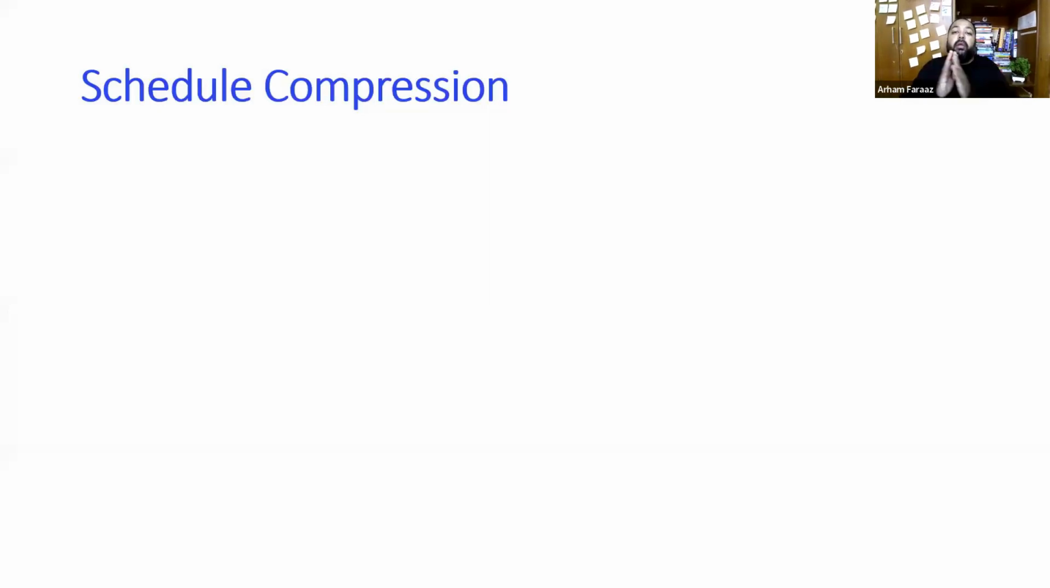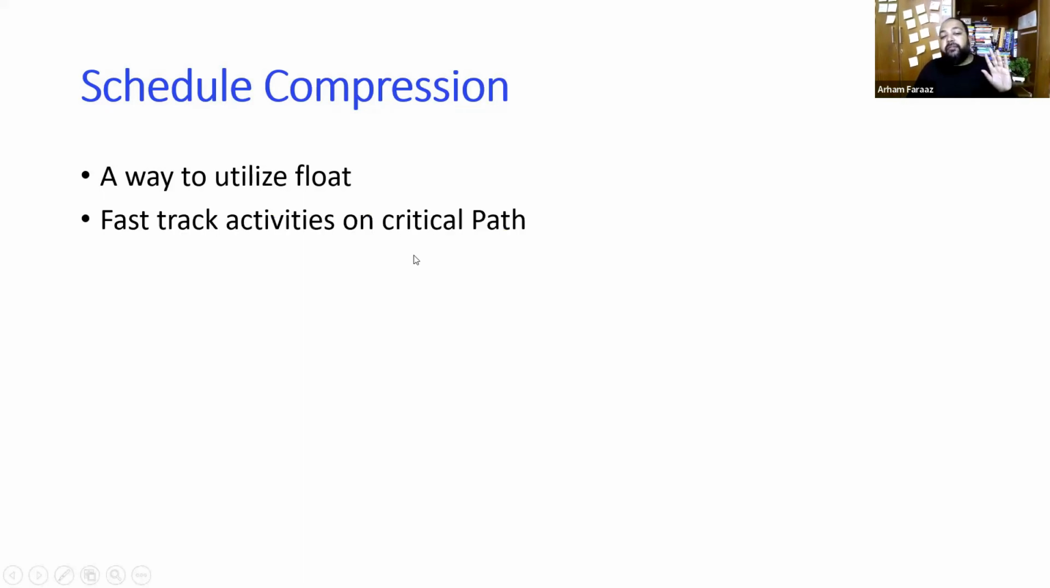Now, sometimes it is important for the schedule to be managed, and you want to reduce the duration of the schedule. This is called schedule compression. On the project, sometimes the client would say, we want to go live within 20 weeks or 24 weeks, because you want to beat the market competition by one month. So schedule compression is a technique, a way to use the float on the project. It can fast track activities on the critical path and get things done faster.